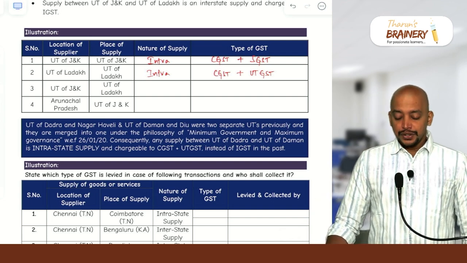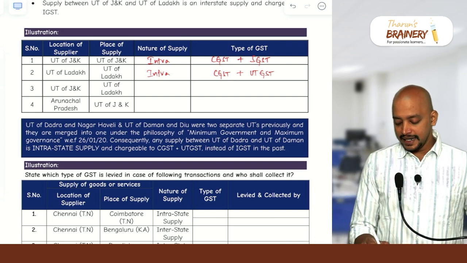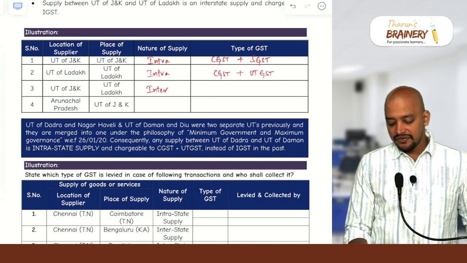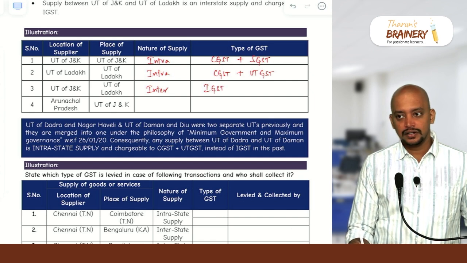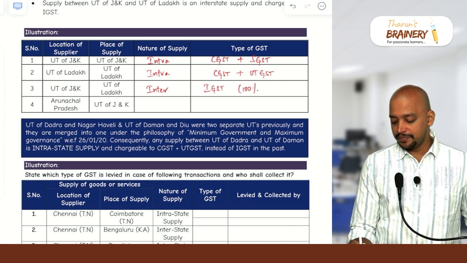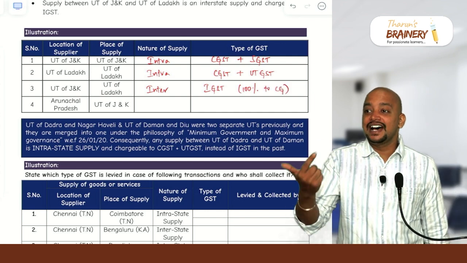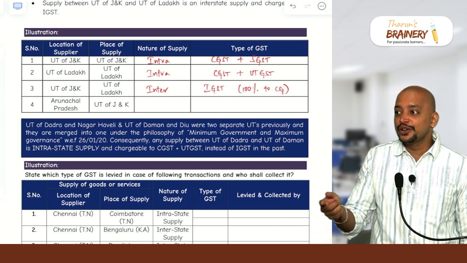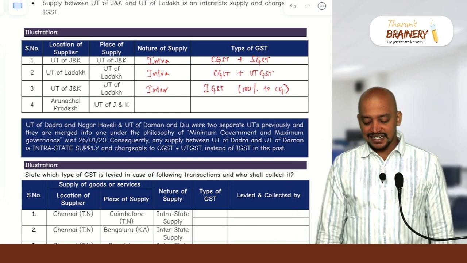Then next, Union Territory of Jammu and Kashmir and Union Territory of Ladakh. Interstate. And what is the type of GST? IGST. Will 50% be shared with them? No, 100% to the central government. Why? Because Ladakh is what? A Union Territory without state legislature, which means it is under whose control? Central government. So 50% sharing is not applicable. Full 100% is retained by the central government.